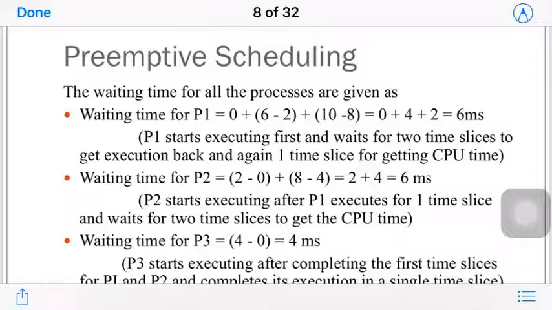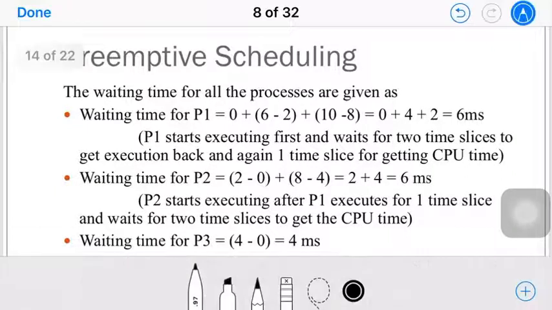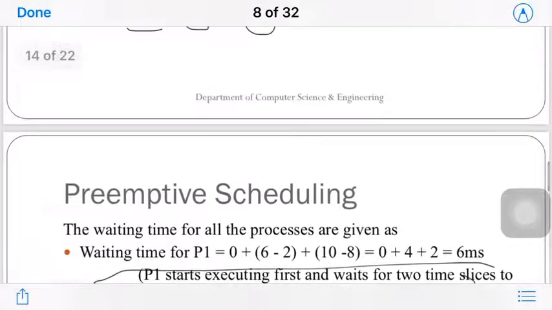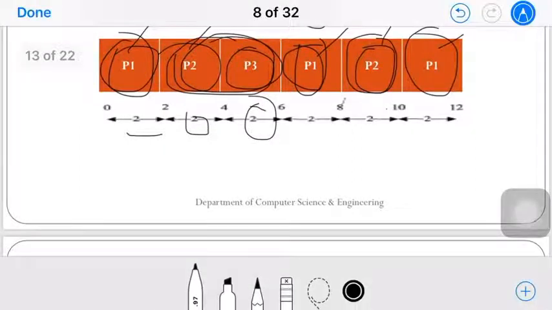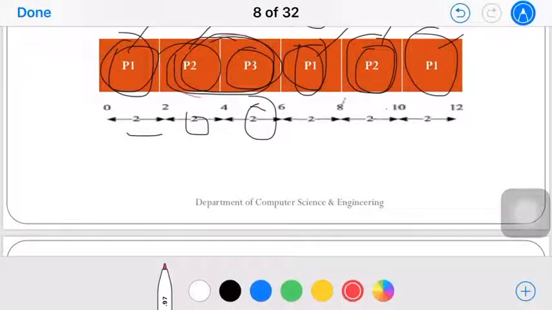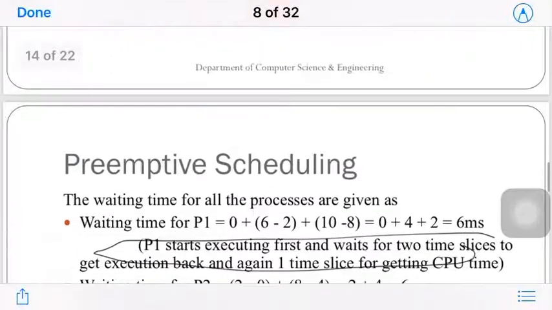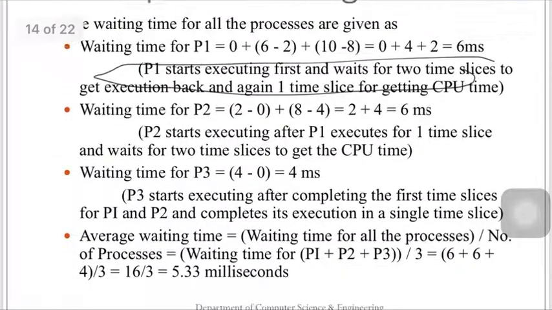P1 starts executing first and waits for 2 time slices to get the execution back, and again 1 time slice for getting the CPU time. Here you can see it waited for 2 time slots. Here it has waited for 2 particular time slots, and here also it has waited for 1 particular time slot. So that's 2 plus 1, 3 time slices, nothing but 6 milliseconds.